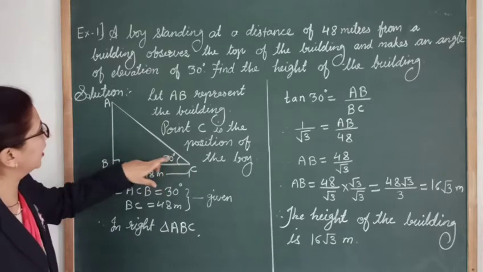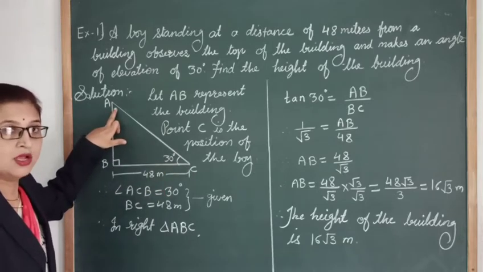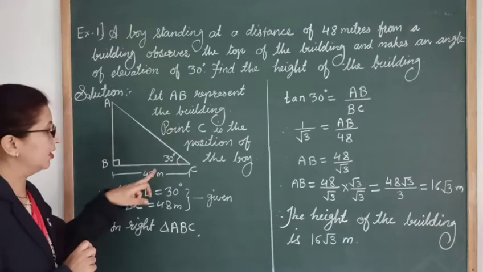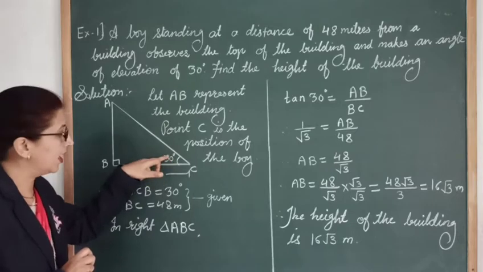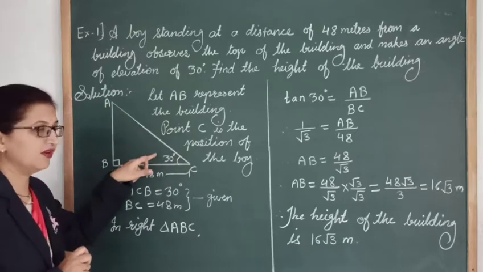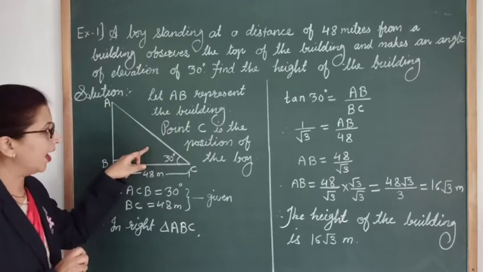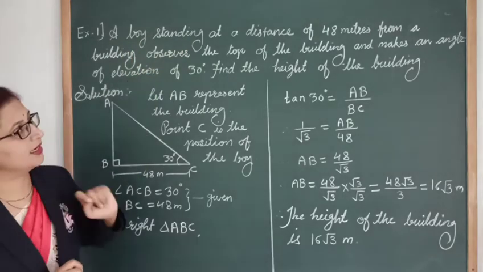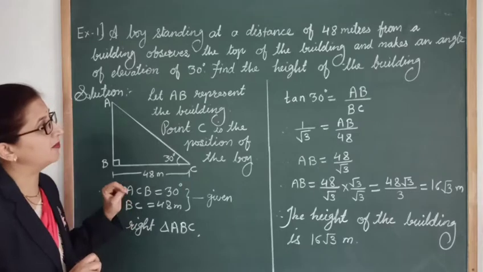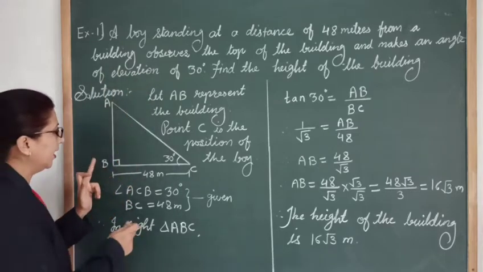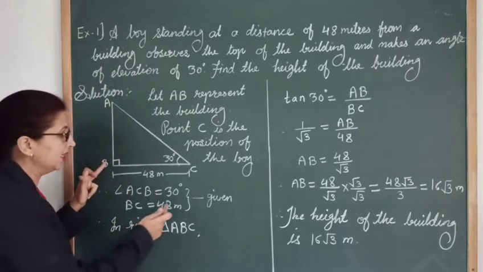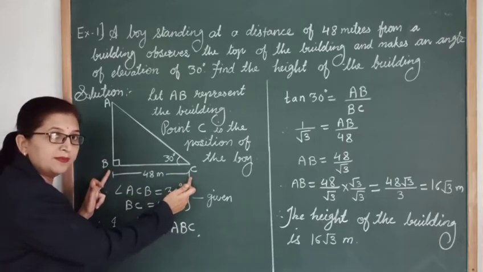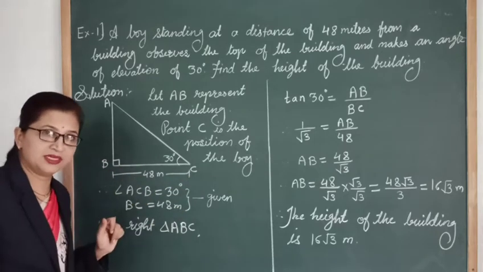Now the boy is looking at the top of the building. When the person is looking upward, there is an angle of elevation. That's why angle ACB is 30 degrees. The boy is standing at a distance of 48 meters from the building. So AB is the building, C is the position of the boy, and that's why distance BC is 48 meters.